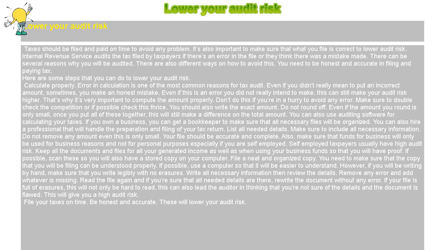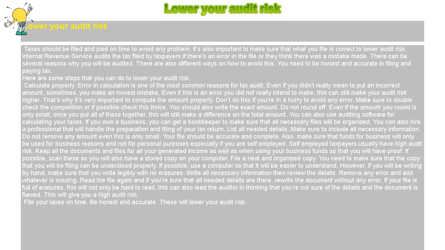Calculate properly. Error in calculation is one of the most common reasons for tax audit. Even if you didn't really mean to put an incorrect amount, sometimes you make an honest mistake. Even if this is an error you did not really intend to make, this can still make your audit risk higher. That's why it's very important to compute the amount properly.